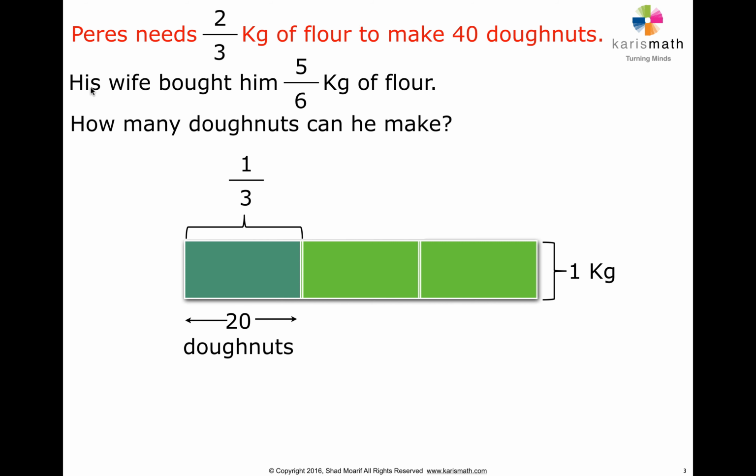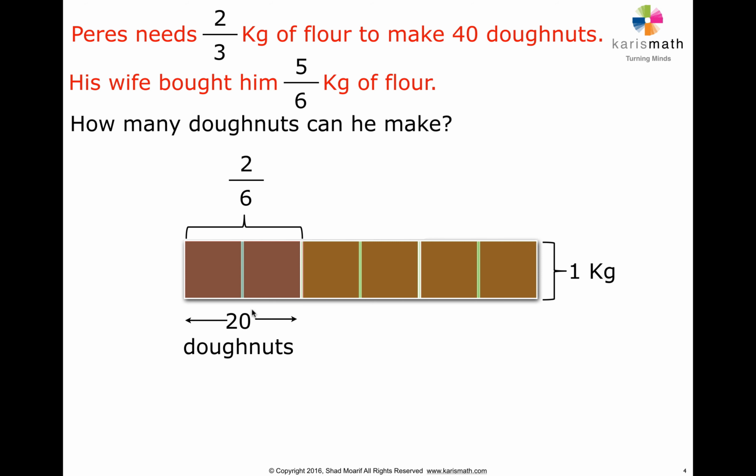Now let's look at the next bit of information. Here we use the information to come to a certain conclusion. But here we look at the second piece and it says his wife bought him 5/6 kilograms of flour. So now we know what he needs, but we also know what his wife bought him. 5/6 kilograms. So this is 1 whole kilogram. Let's split it into 6 equal parts like this. But before we go any further, let's bring it down to just one part. This is 1/3. But this is also 2/6 because each one of these are sixths. So we can write this as 2/6.